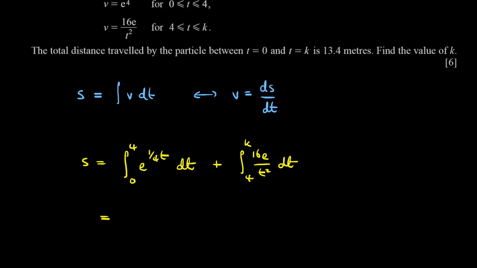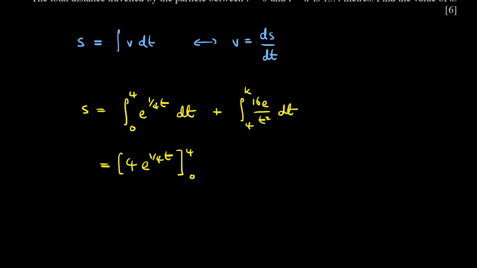So first of all, if we integrate e to the power of a quarter t, then that's going to give us e to the power of a quarter t divided by a quarter, which is 4. And we've got to substitute in the bounds of 4 and 0 there. Now, this one, before we even integrate, we should convert this to indices form. We're going to get 16e t to the power of negative 2 dt, and that's computed between 4 and k. Remember, 16e is just a constant value, because e ultimately is just a number, okay?